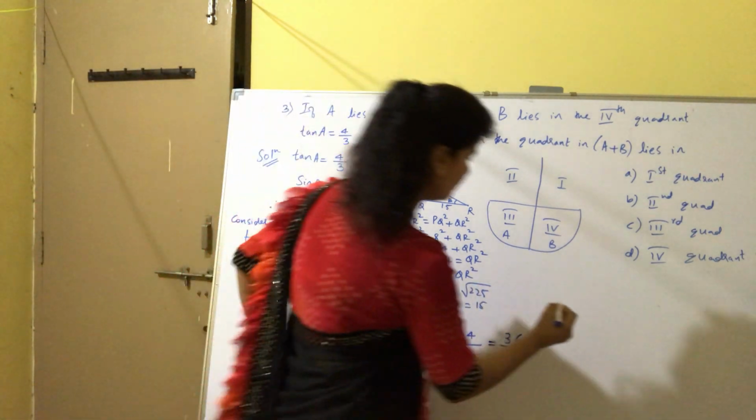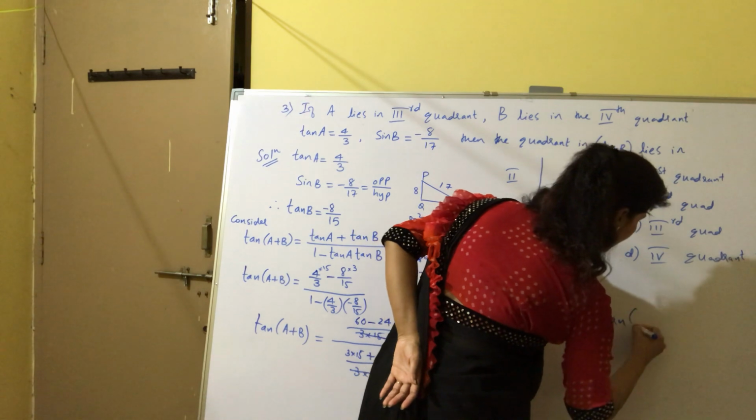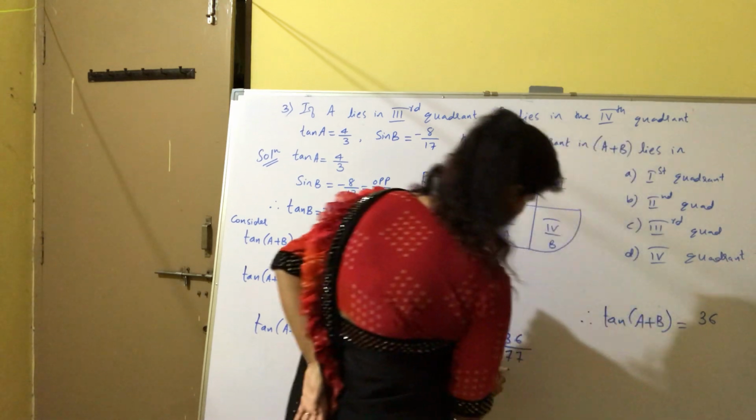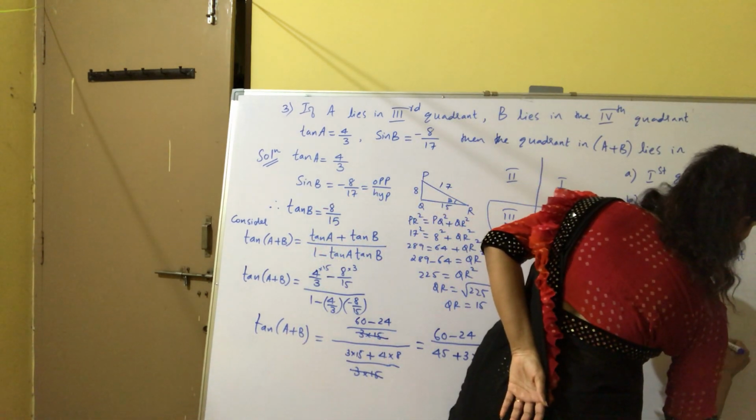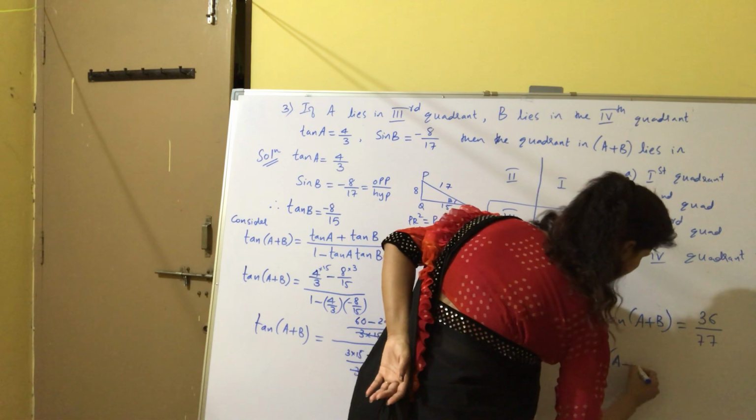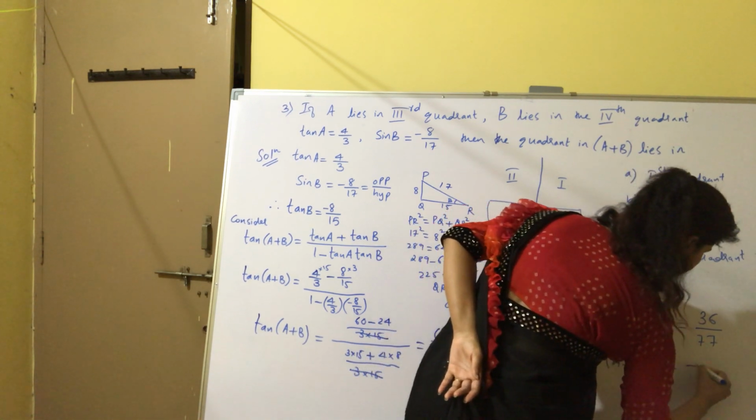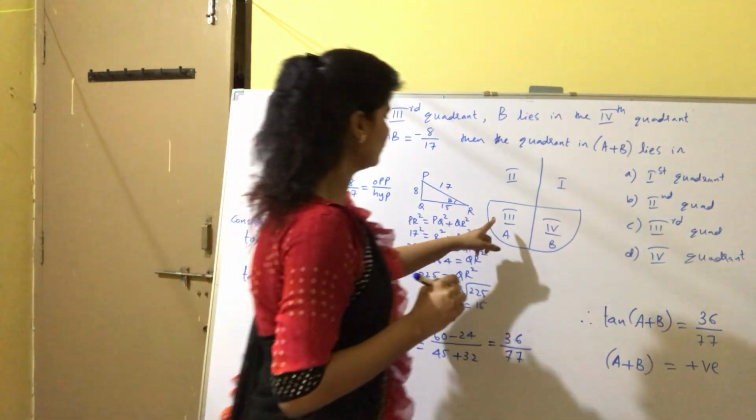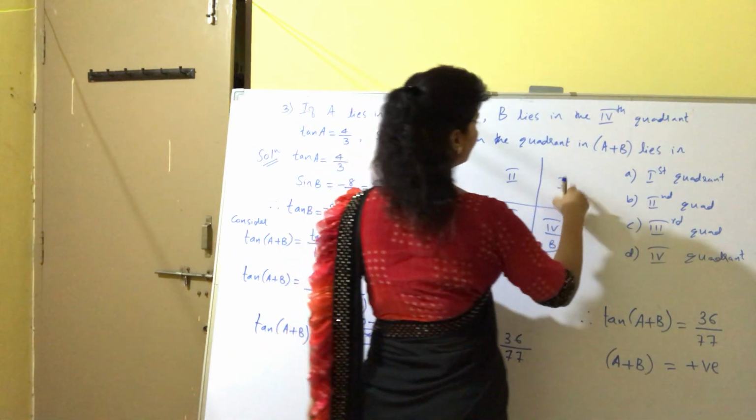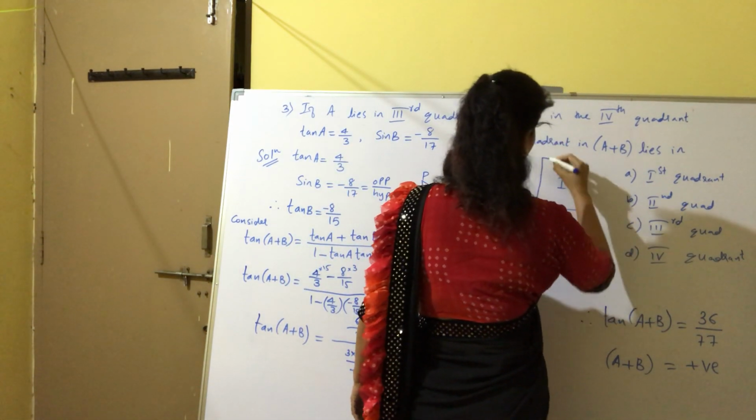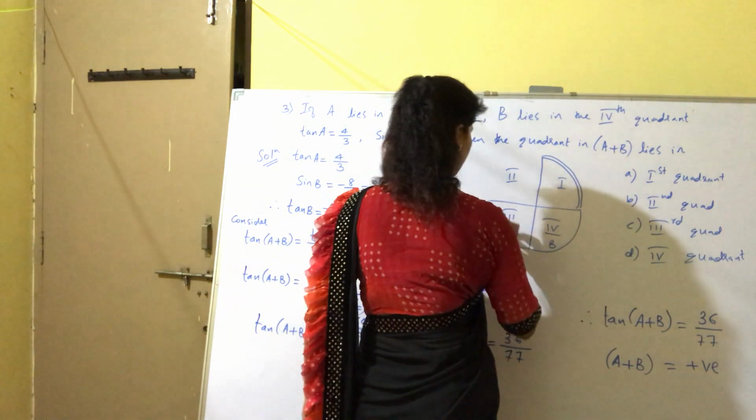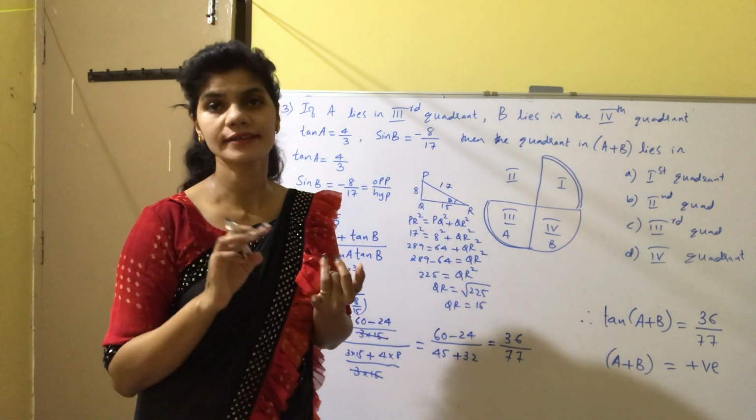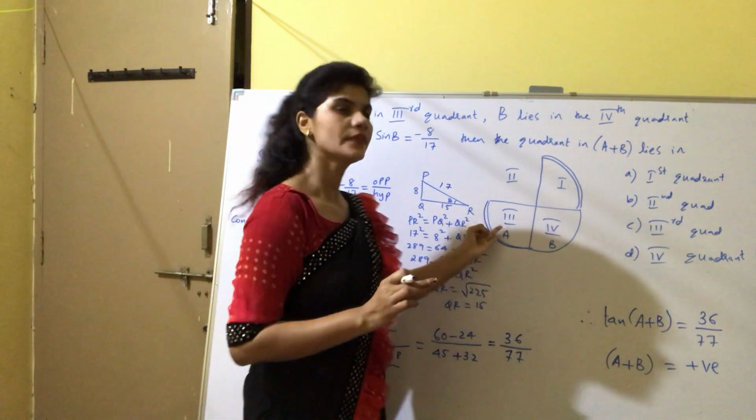Therefore, tan of A plus B is equal to plus 36 upon 77, we got. That means tan of A plus B is positive. Tan is positive in the third quadrant and the first quadrant, children. In the first quadrant, tan is positive as well as in the third quadrant. Therefore, this A plus B angle should either lie in the first quadrant or the third quadrant.